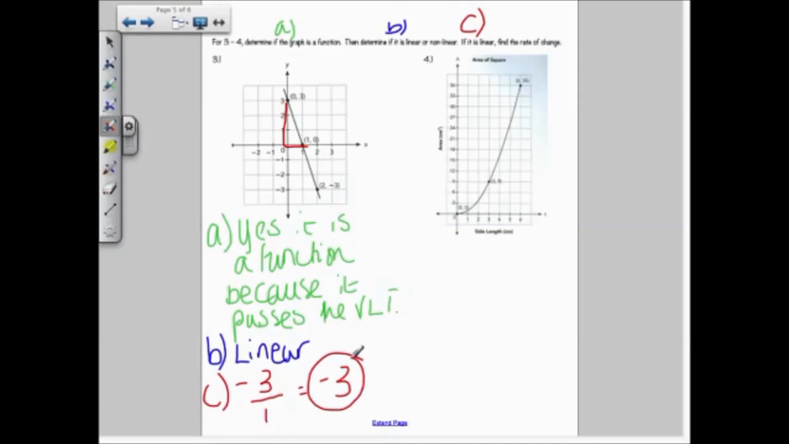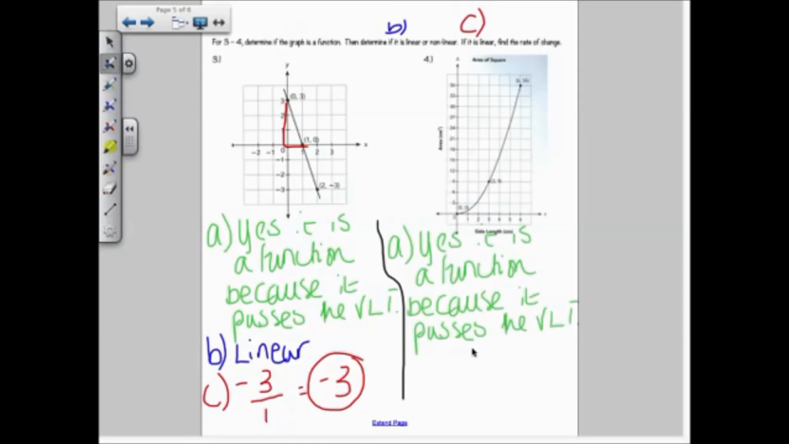All right, so let's look at question 4. Number 4, determine if it's a function or not a function. You try it yourself, see what you get, and then compare with me. Okay, so if I were to draw vertical lines through my function right here, each vertical line will only intersect once, which means that it is a function. So it's the same thing. A, yes, it is a function because it passes the vertical line test.